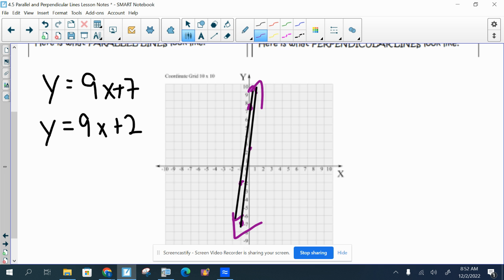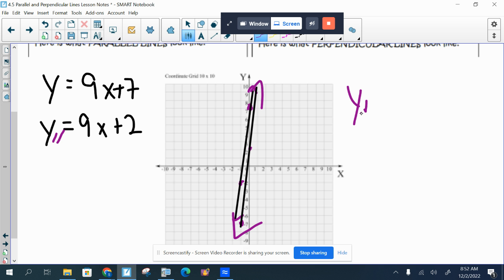Now let's do a perpendicular one. Let's keep the same line, y equals 9x plus 7, but then let's draw one perpendicular to it. So for the parallel symbol, we would say y sub, and then draw a little parallel mark there. That's how you can notate, hey, this is the equation of the parallel line. Where for perpendicular, we would do y, and then put a little perpendicular symbol in the subscript.